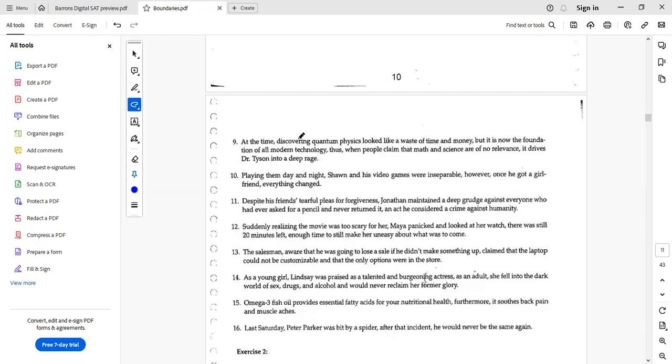Look here. At the time, discovering quantum physics looked like this independent, then but independent. Okay. Then here, he said, thus, when people claim that math and science are no violence, it drives. Okay. We said this independent, comma, but, then we have dependent. No, there's a problem here. Okay.